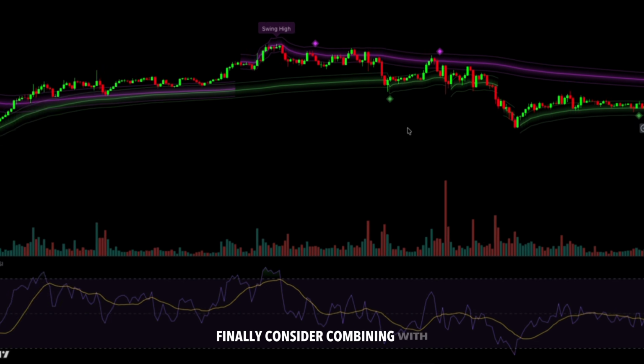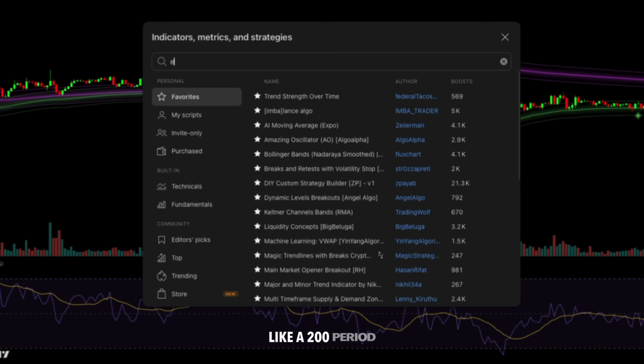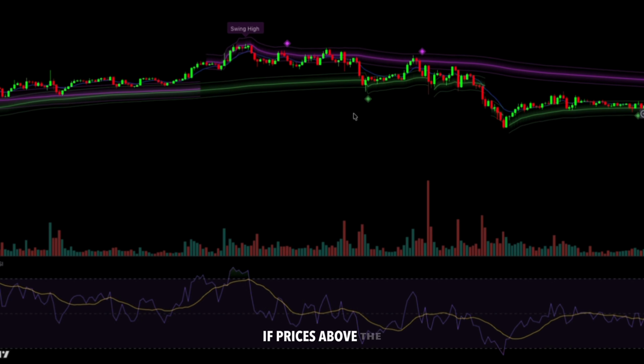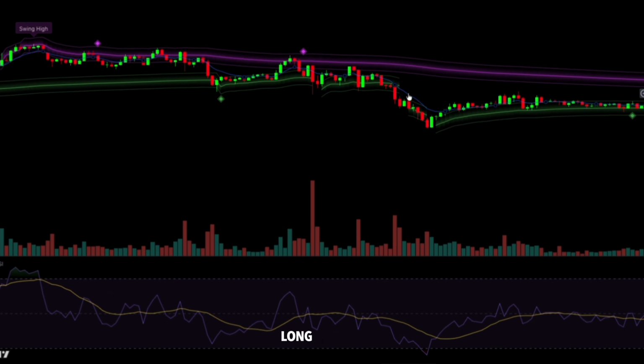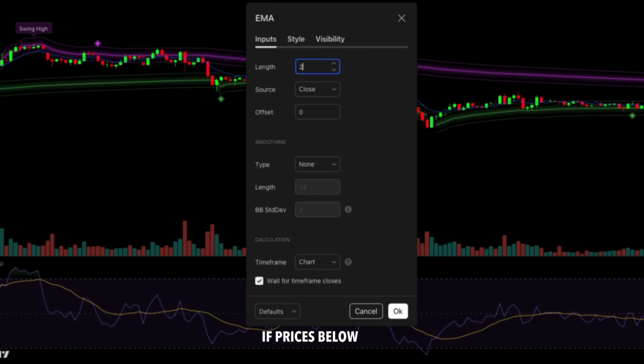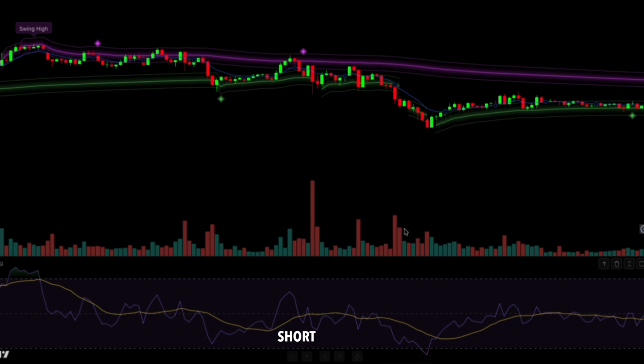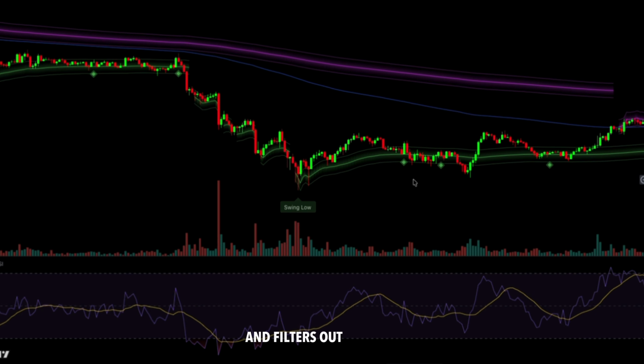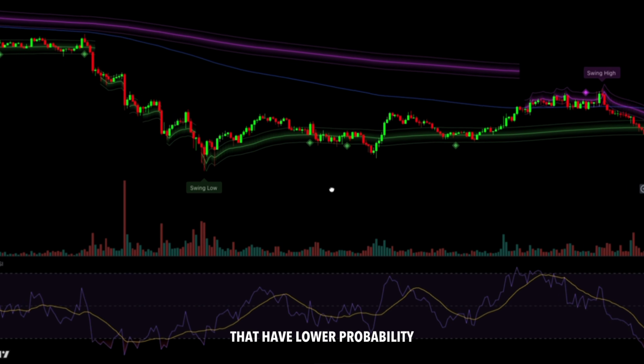Finally, consider combining with a simple trend filter like a 200-period exponential moving average. If price is above the 200 EMA, only take long signals. If price is below the 200 EMA, only take short signals. This keeps you trading with the dominant trend and filters out counter-trend trades that have lower probability.